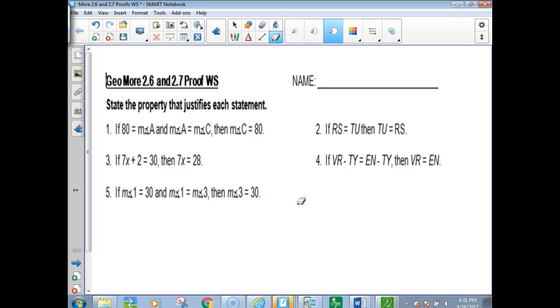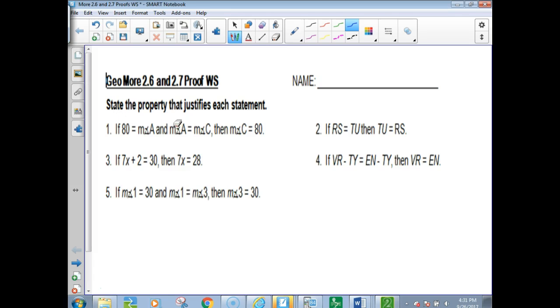We're going to do the 2.6 and 2.7 proof worksheet. I'm actually not going to be doing this live in class, so I just want to make sure I have it out there that you can check out the answers to this worksheet if you were absent or if you just want to review the properties that we've been discussing for proof in geometry.